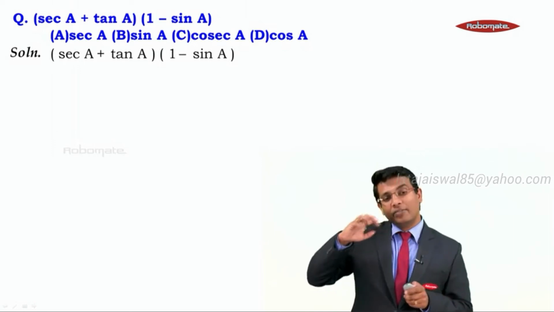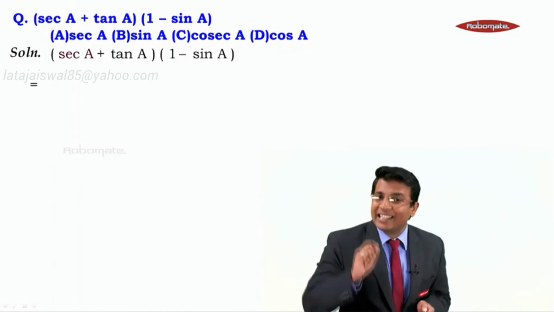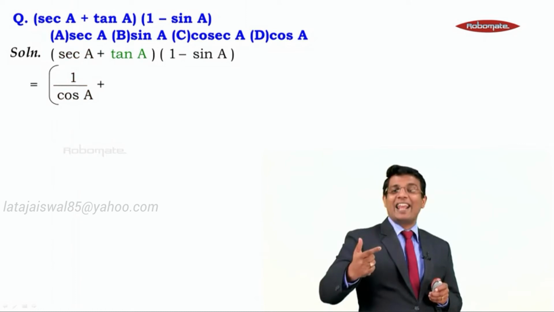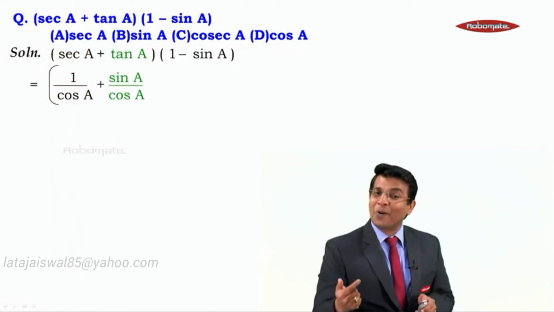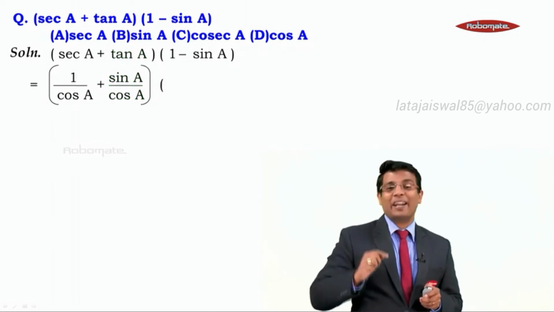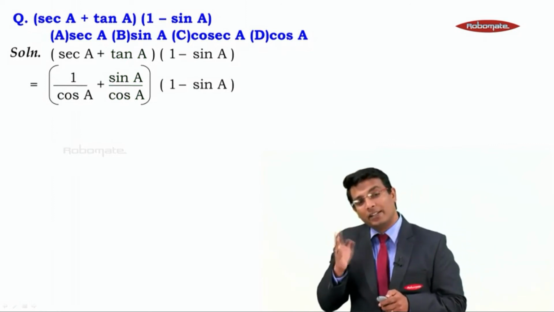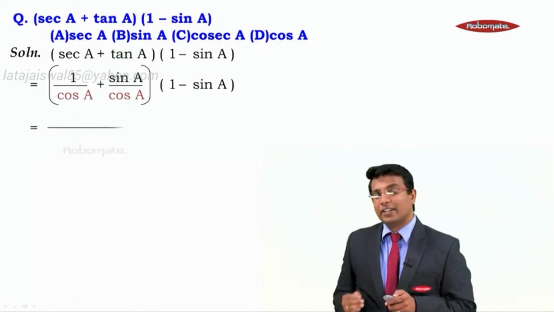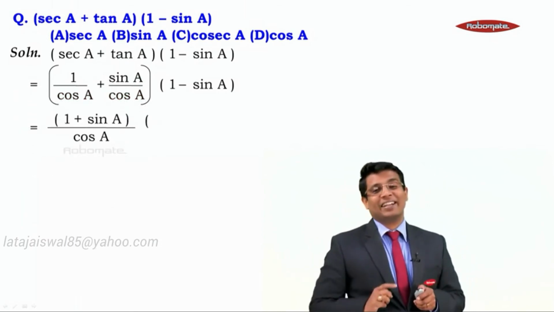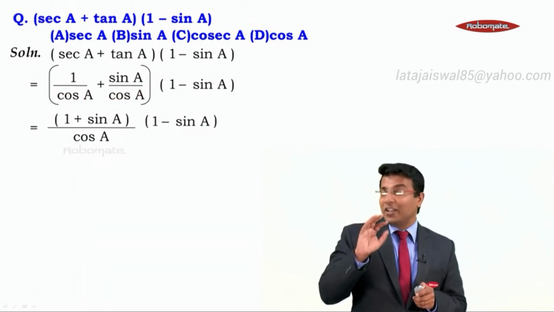So let's do one thing. The first bracket, that sec a and tan a, let's convert them into sin and cos. So sec a can be written as 1 upon cos a. Beautiful. And tan a can be written as sin a upon cos a. Into the next bracket it is already sin, so we keep it as it is, 1 minus sin a. Now when you solve the first bracket, the denominators are same, so we keep the denominator as it is. The numerator would be now 1 plus sin a, into the other bracket, that is 1 minus sin a.